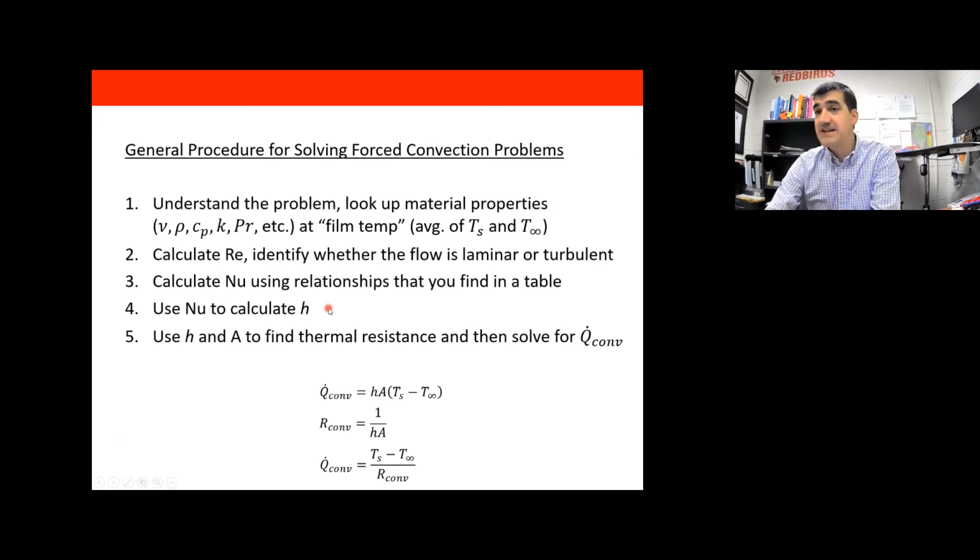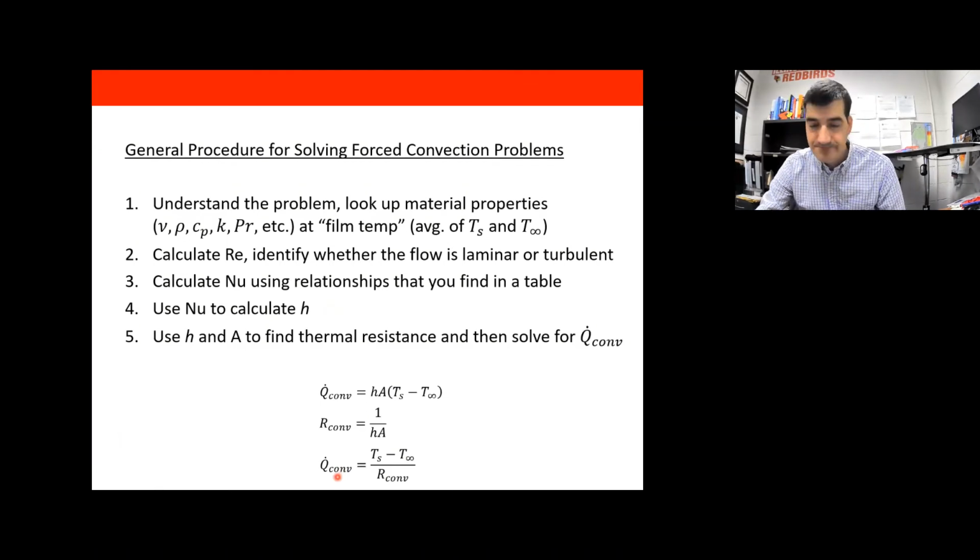Okay, once you have h, you're 90% done with the problem. You use h as well as the surface area, which you have to know, to find the thermal resistance. Remember, the resistance for convection is 1 divided by hA. And once you have the thermal resistance for convection, all you do is plug into this equation and solve for the amount of heat transferred through convection.